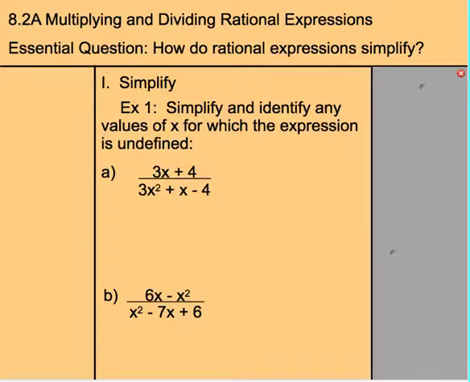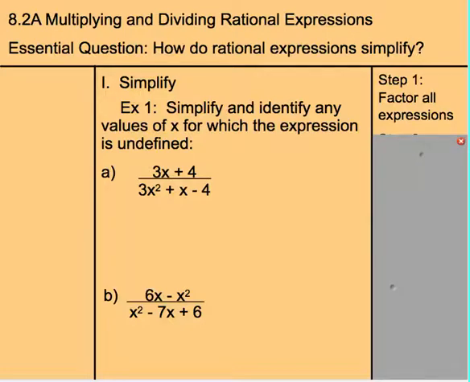Alright, so the first thing we're going to take a look at is how to simplify rational expressions. So we have a fraction, we always give our fractions in simplest form. So our first step would be to factor everything. Factor your numerator, factor your denominator as much as you possibly can. Get it into simplest factored form.